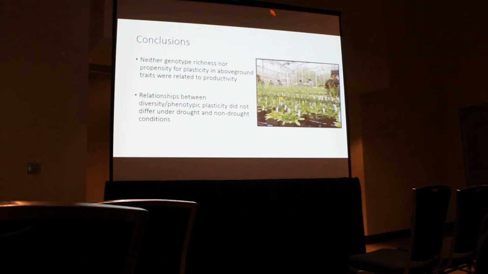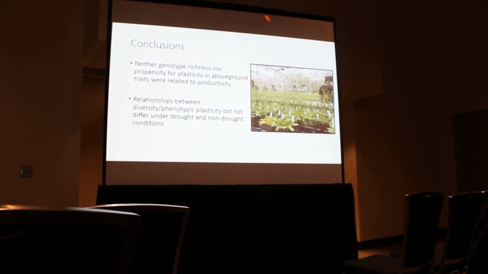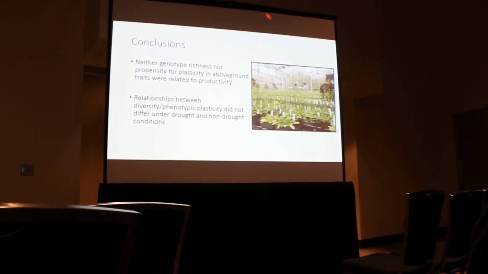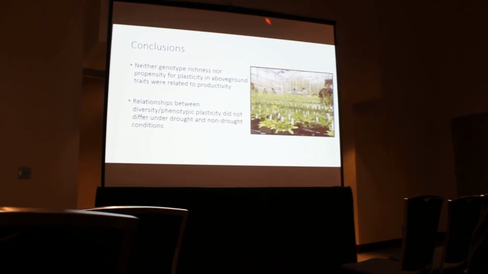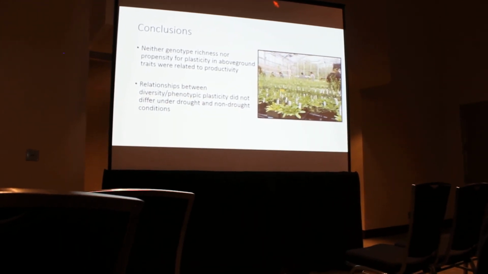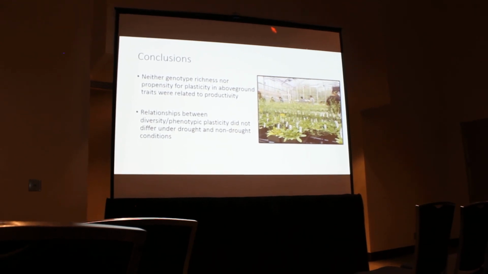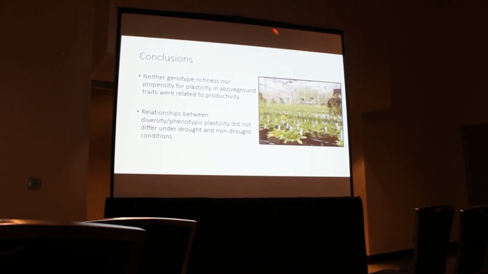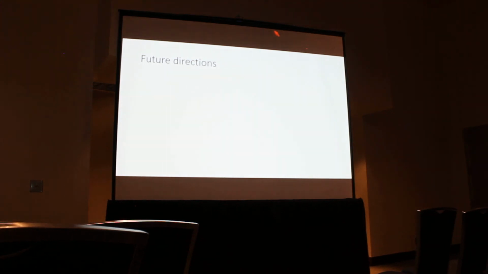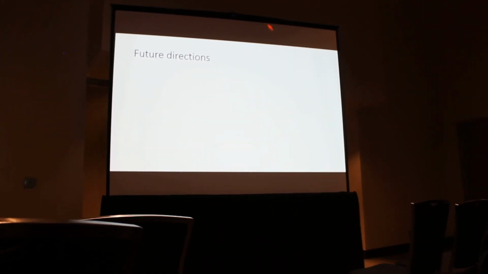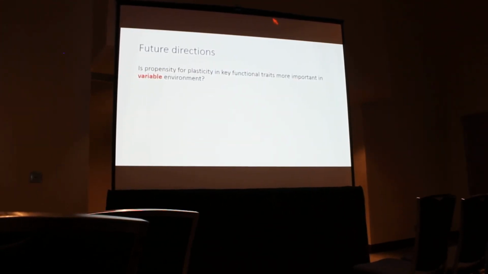So in conclusion, we don't see a significant relationship between either genetic diversity or propensity for plasticity and productivity, as we had sought out to test for in our hypotheses. And these relationships didn't really differ in drought and non-drought conditions. But I think this is the first step, and we hope to do several other projects looking at these questions.